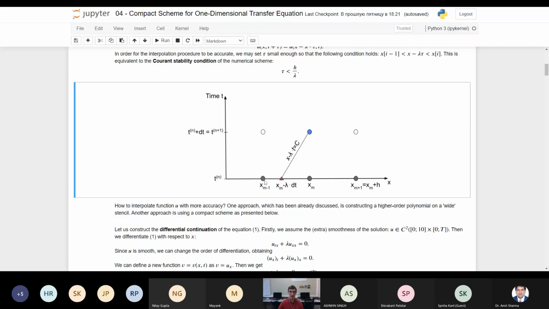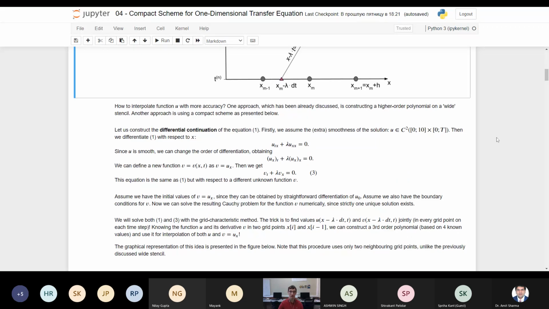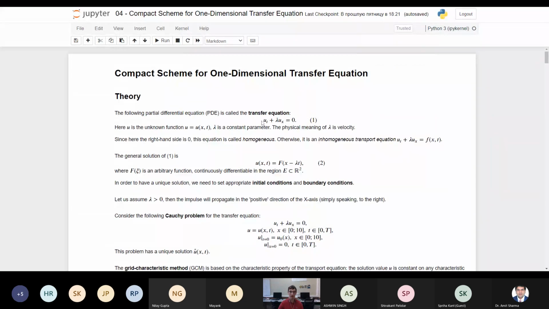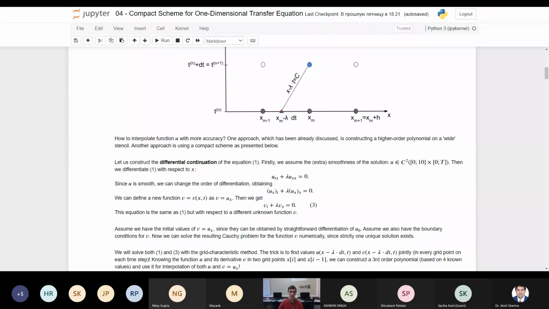However, such wide stencil using multiple grid points has its disadvantages, and in this lecture we discuss another approach based on the differential continuation of equation 1. Basically, we take the original equation, here it is, and we differentiate it with respect to spatial coordinate x, assuming that the solution is smooth. Then we obtain this equation.